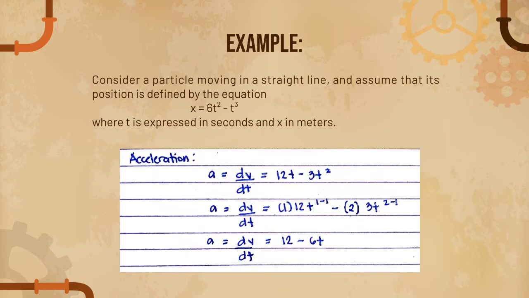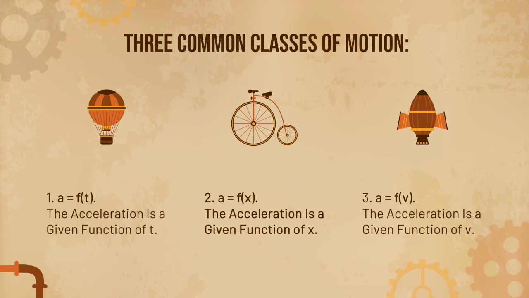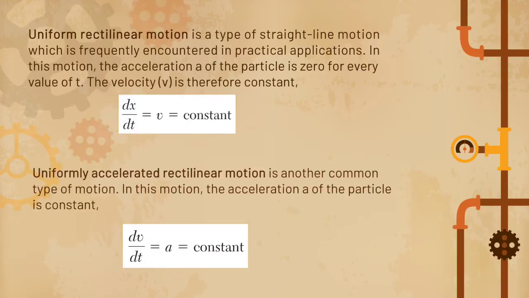Next is the acceleration. The acceleration is obtained by differentiating the equation that we got for the velocity with respect to t. So, from the equation v is equal to 12t minus 3t squared, it becomes a is equal to dv over dt equals 12 minus 6t. There are three common classes of motion. First, the acceleration is a given function of t. Second, the acceleration is a given function of x. And third, the acceleration is a given function of v.